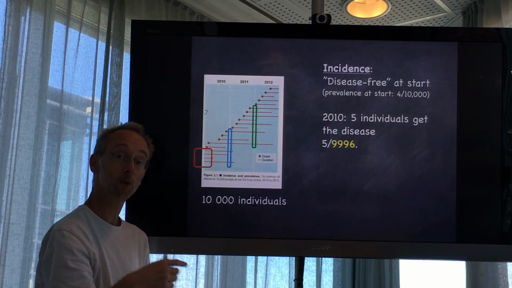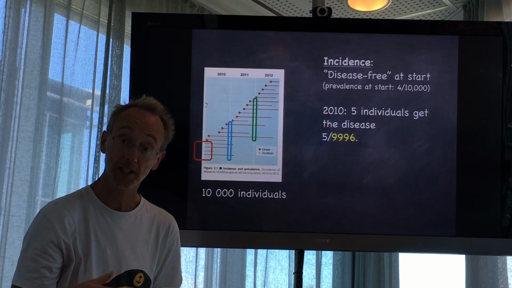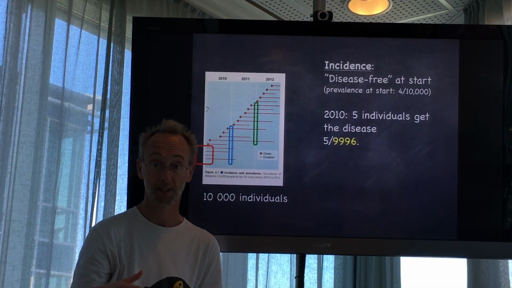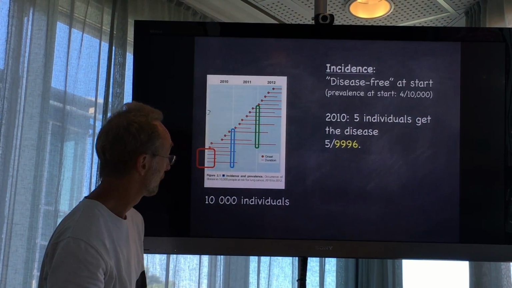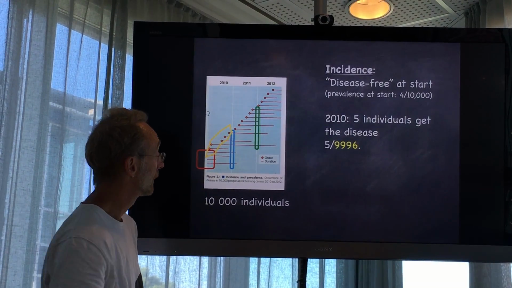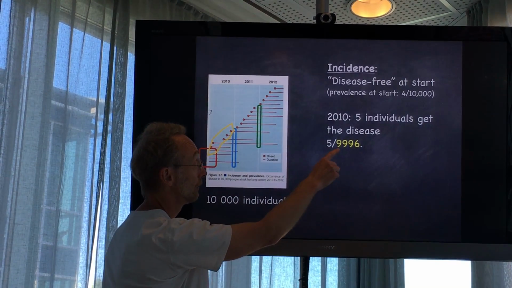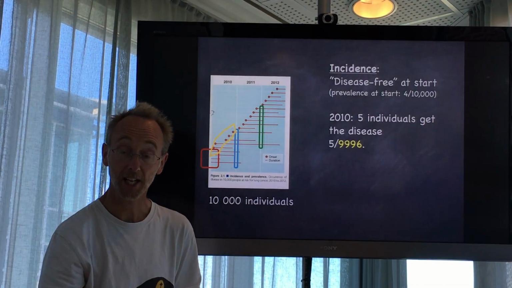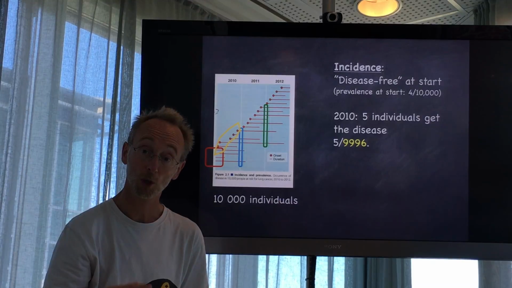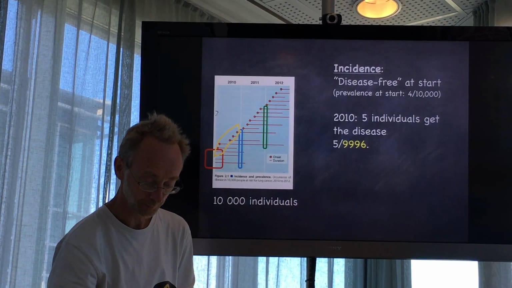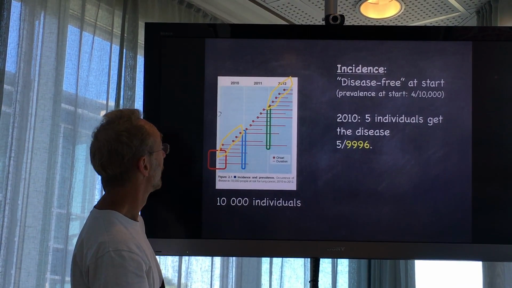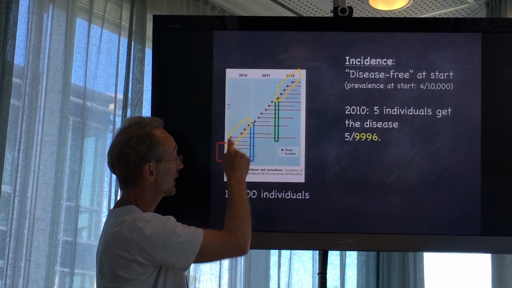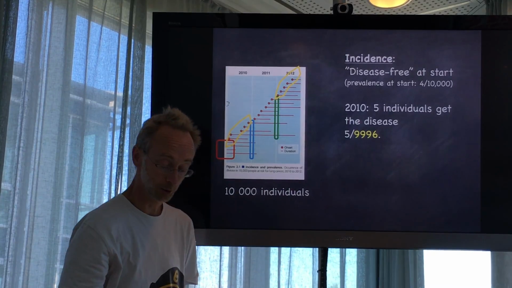Out of how many without? Out of 9,996 individuals who were disease-free when the year began. So the incidence is 5 per 9,996 person years. Each person in a year contributes 1 person year. So this was 5 per 9,996 person years. Let's look at 2012.